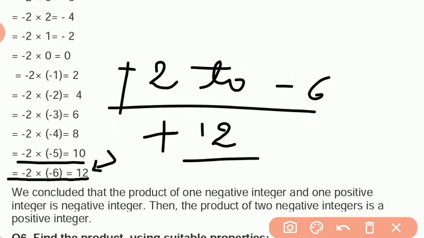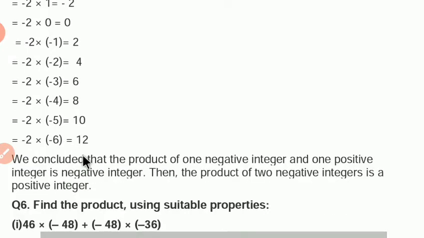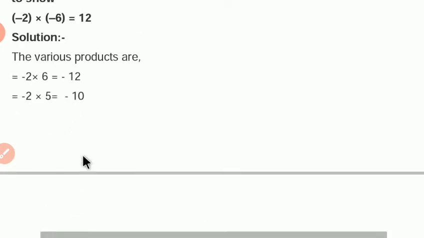So we concluded that the product of one negative integer and one positive integer is a negative integer. Here you can see that the product of one negative integer and one positive integer, the answer will be a negative integer. Then the product of two negative integers is a positive integer. If you multiply any two negative integers, -2 and -5, both are negative integers, if you multiply these, we will get a positive integer. This is the conclusion of the given question.